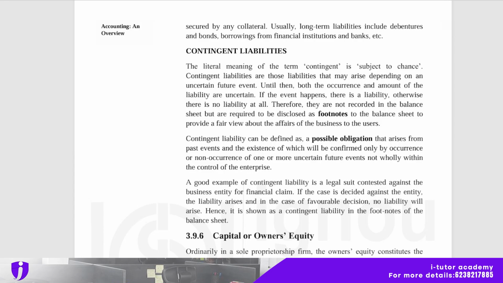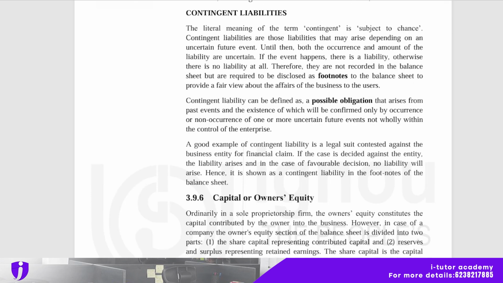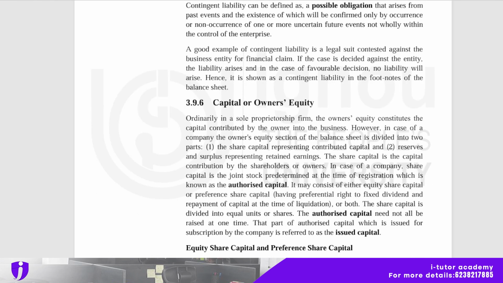And a contingent liability can be defined as a possible obligation that arises from past events and the existence of which will be confirmed only by occurrence or non-occurrence of one or more uncertain future events not wholly within the control of the enterprise. And capital or owner's equity.